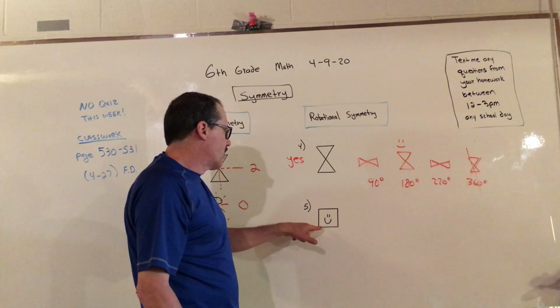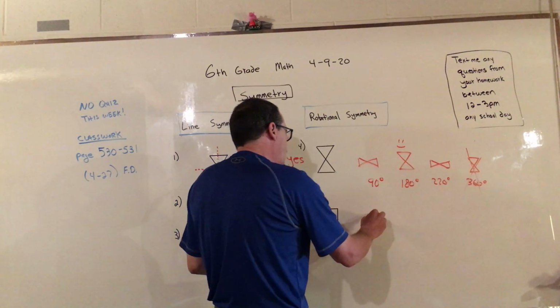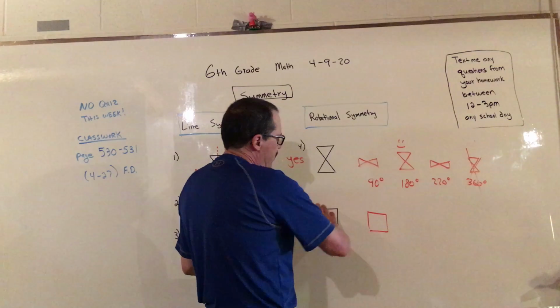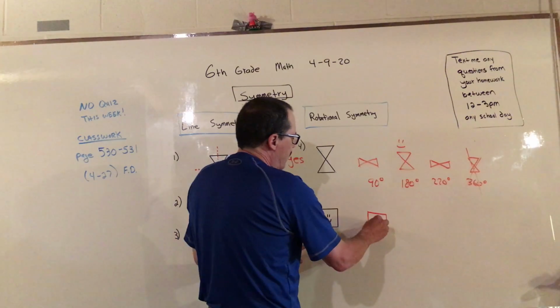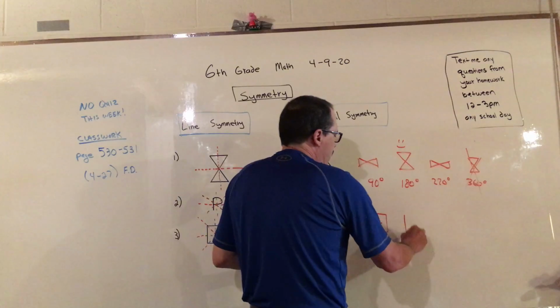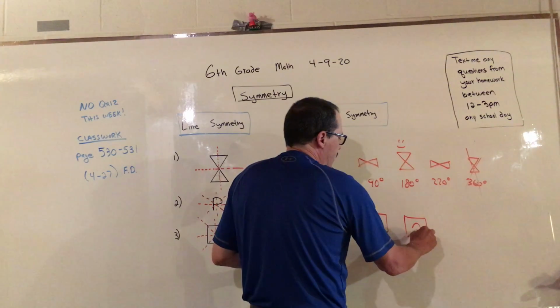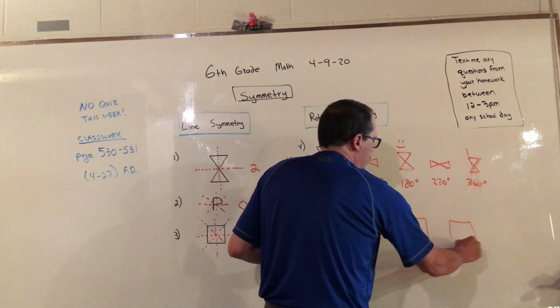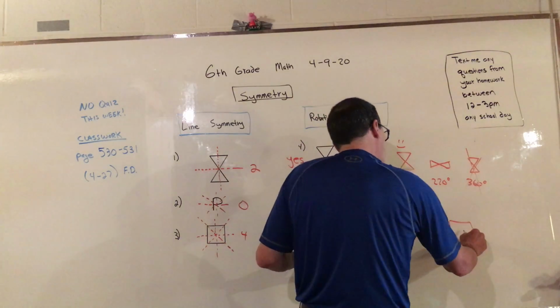If we go down to a square with a smiley face in it, we'll rotate it 90 degrees. So that would spin it this way. So if we spin it this way, it would look like that. And then if we did it again, it would look like that. And then if we did it again, it would look this time.